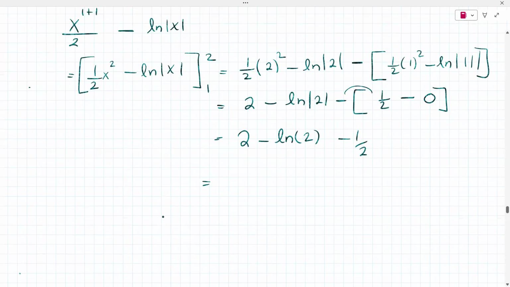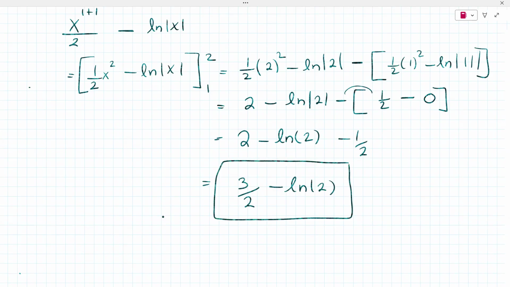Collect like terms, so what's 2 and a negative 1/2? That is positive 3/2 minus ln of 2. Okay, that's your final answer. Number 9.